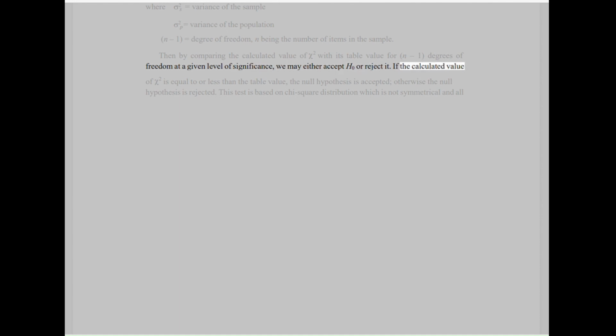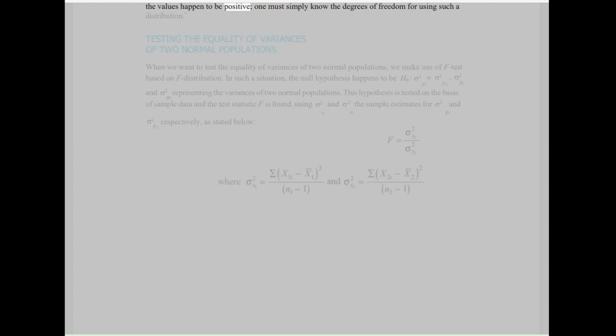If the calculated value of chi-square is equal to or less than the table value, the null hypothesis is accepted, otherwise the null hypothesis is rejected. This test is based on chi-square distribution, which is not symmetrical and all the values happen to be positive. One must simply know the degrees of freedom for using such a distribution.